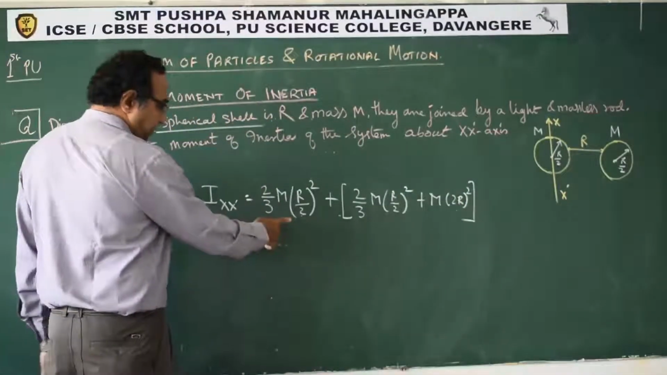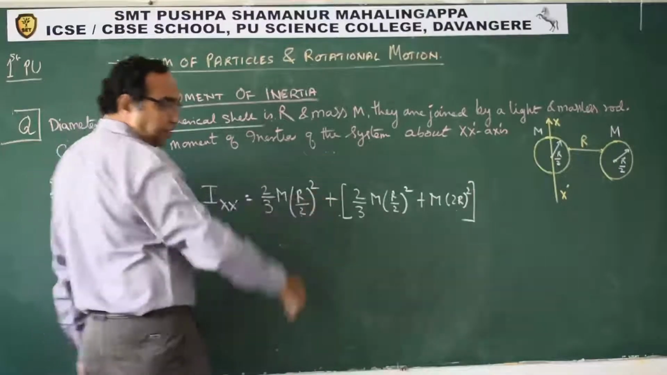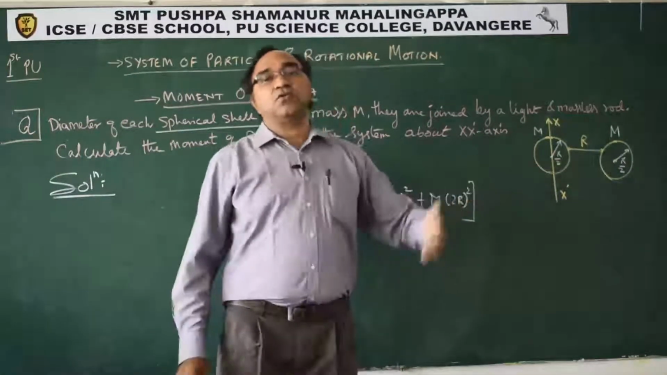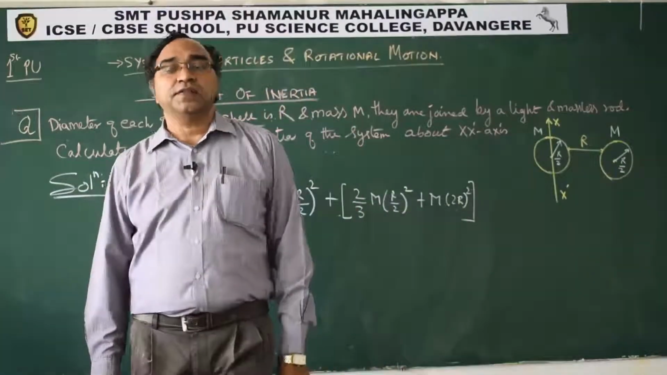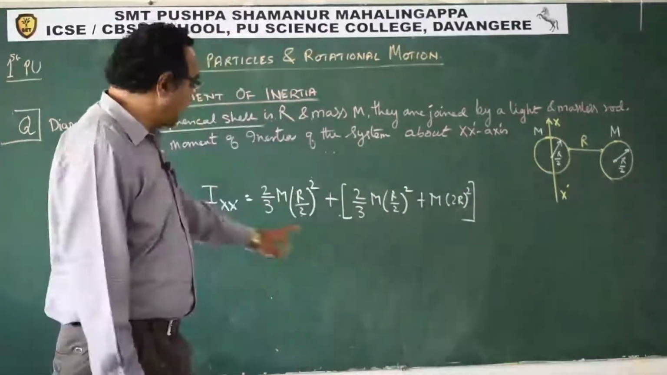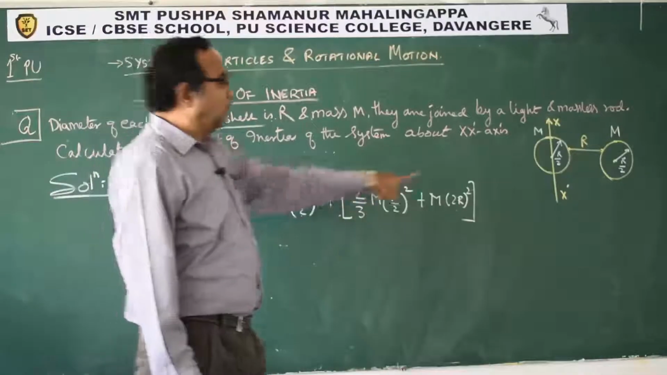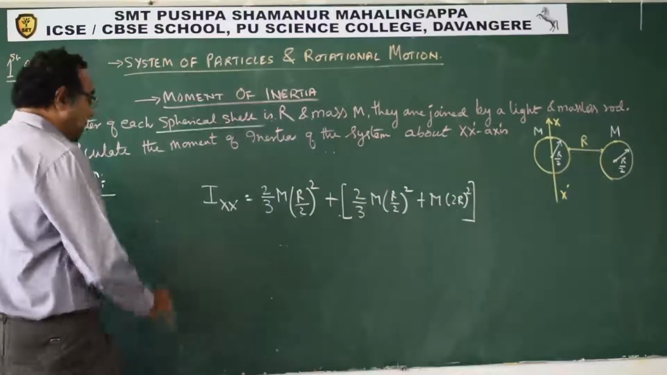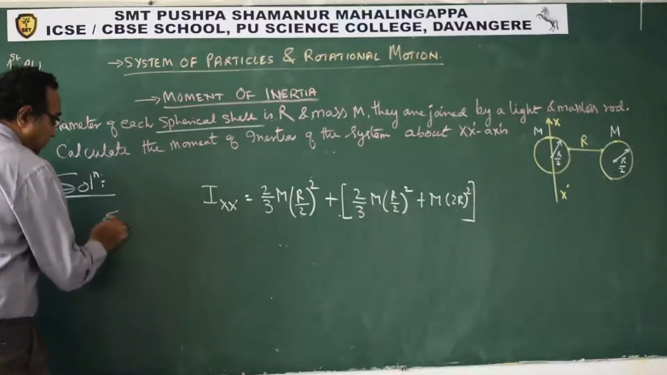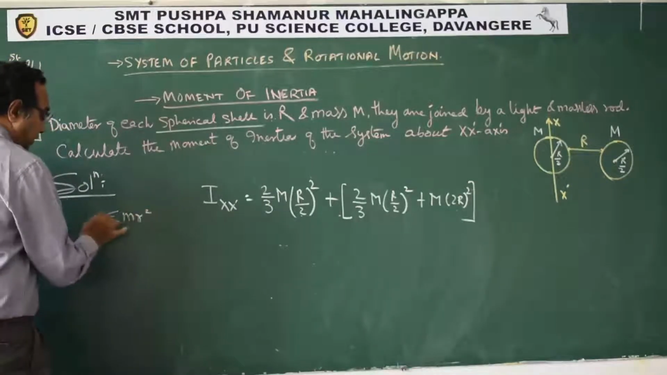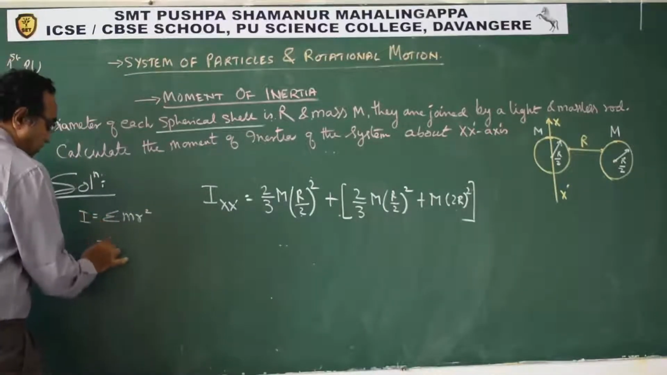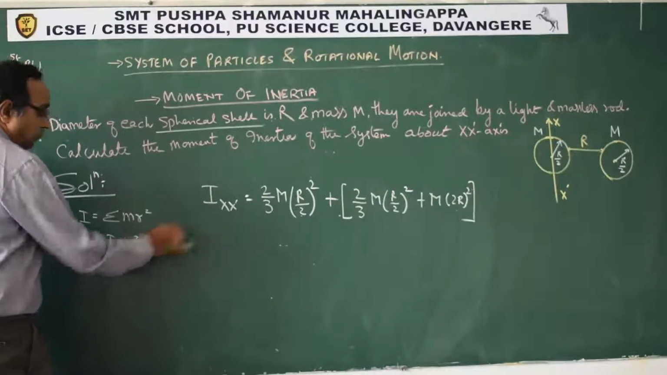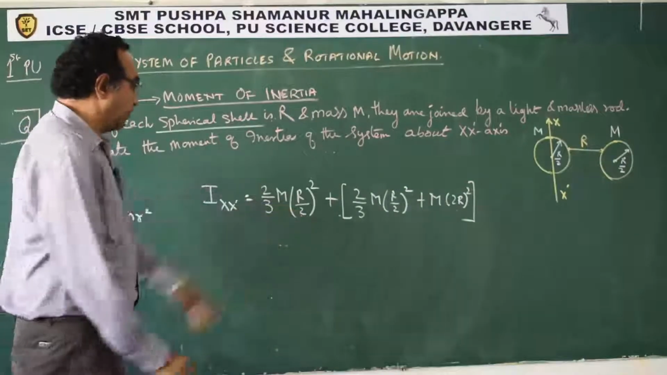Students, understand this. This is the moment of inertia of the first sphere. Because the axis is passing through it, directly we will use the formula 2 by 3 mr square. Here the radius is r by 2. Now the moment of inertia of the other sphere, because we know the moment of inertia is sigma of mr square. This is what I is. So this gives us I1 plus I2 for the two spheres. That is what we are having.